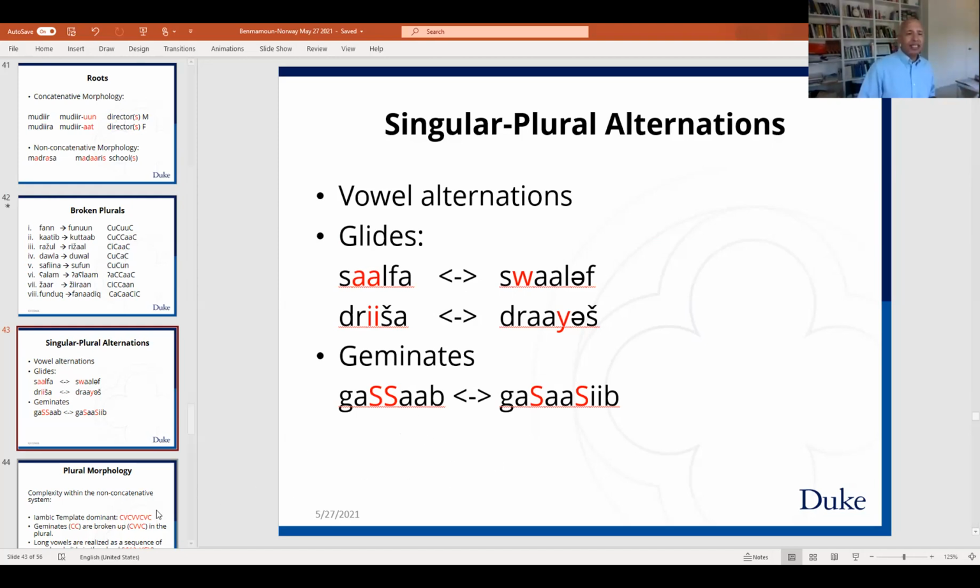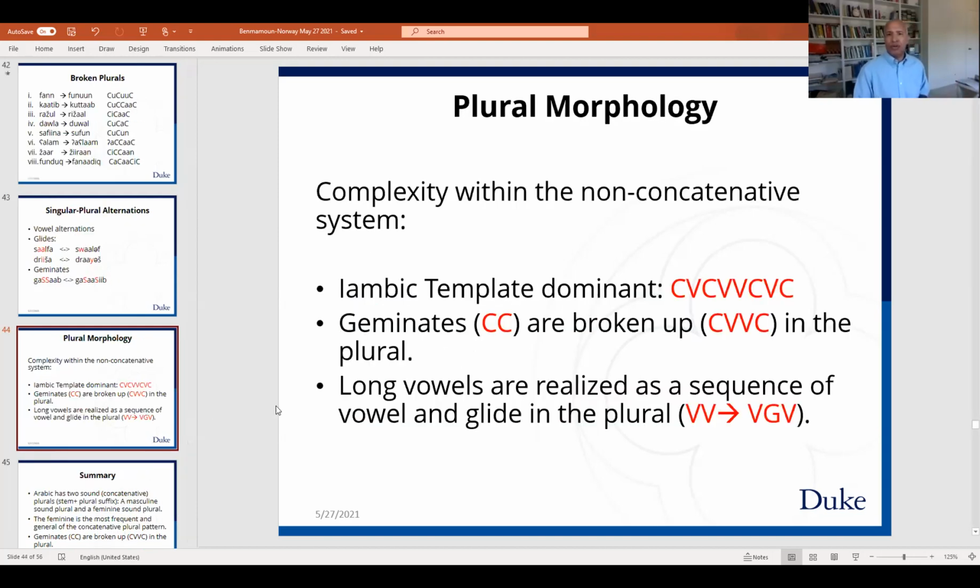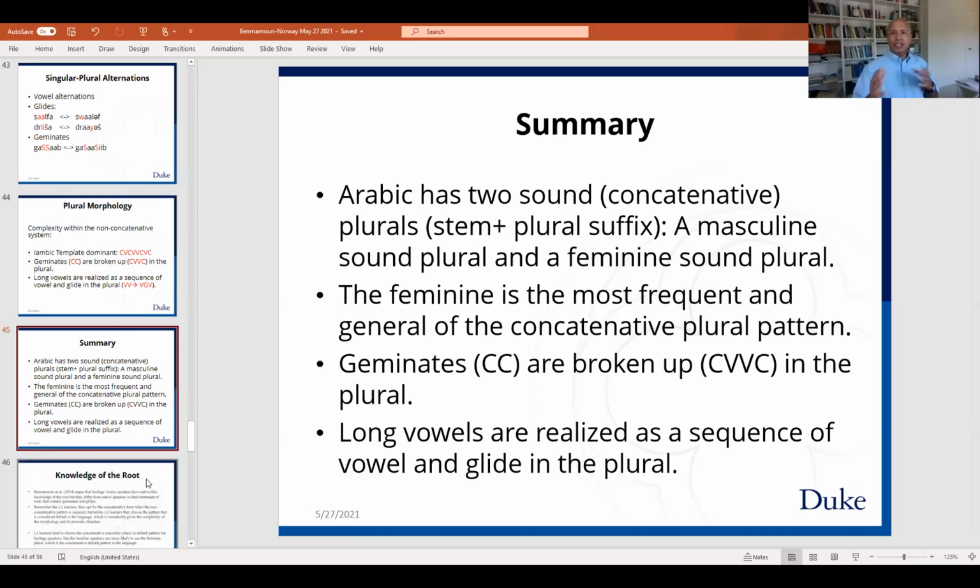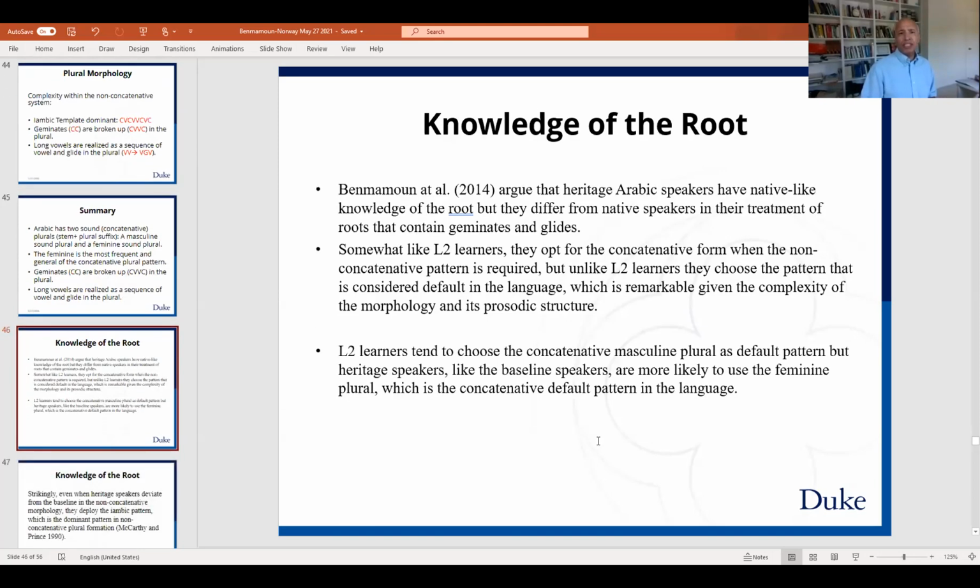So there is this interesting thing here, and this could be the realization at the PF interface. This could be some kind of interface issue. Think of how we look at these complex glides, how we look at the geminate consonants and things like that. That could be really what is going on. The convergence on the template, the notion of root, but the knowledge is different from native speakers when it comes to those things. So again, the heritage speakers converge on the system. They converge on the sound feminine plural as the base form, and they converge on the iambic template.